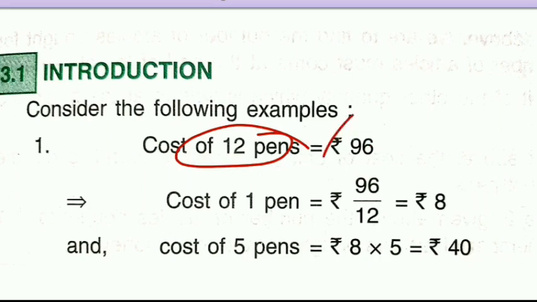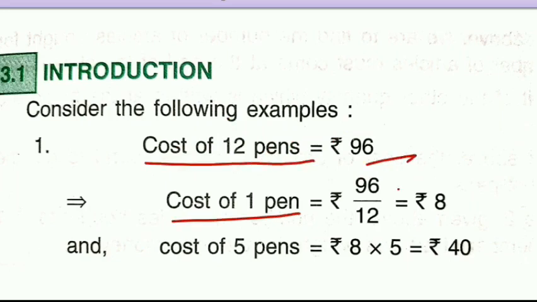We will divide the total cost by the total number of pens. The cost of 12 pens is equal to 96, then the cost of 1 pen is equal to 96 by 12, it means rupees 8. The cost of 1 pen we have got. Then easily we can find the cost of many pens also.